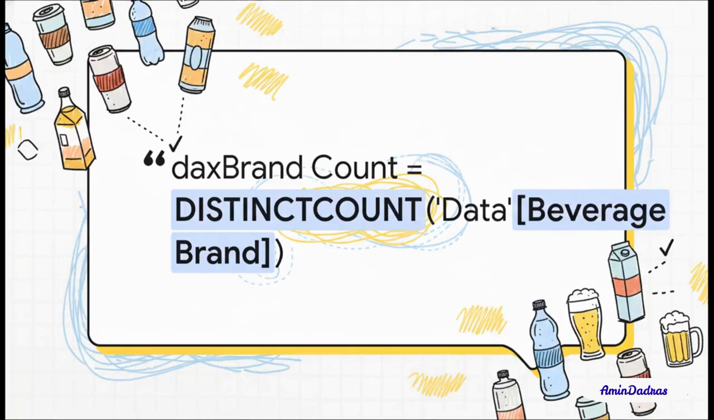Now for this, we need a special tool, Distinct Count. This is a perfect example of why DAX is so powerful. It doesn't just count every single row. No, it's smarter than that. It scans that beverage brand column and only counts the unique names. This gives us a really clear picture of how diverse our product portfolio is.